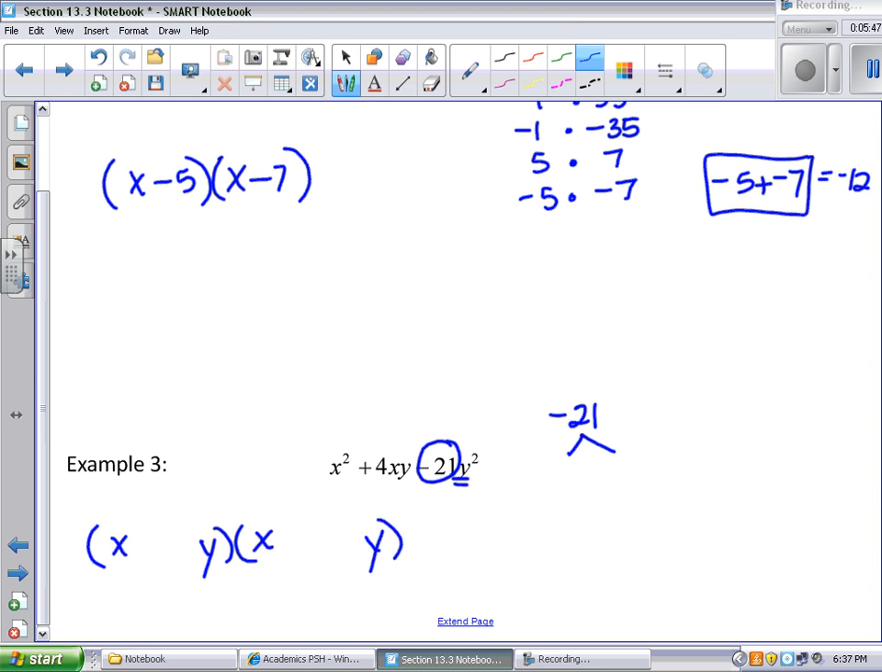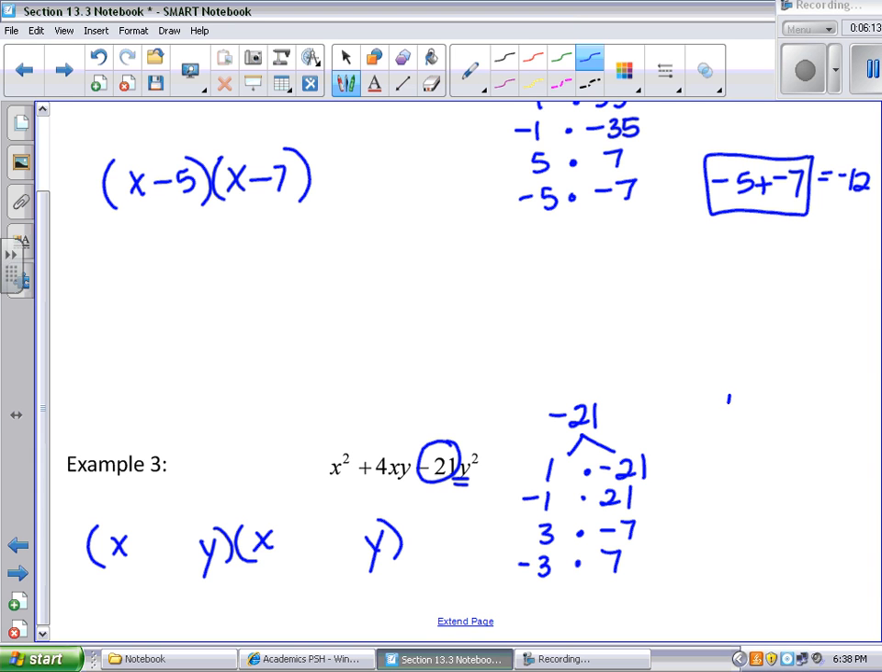And how do I factor negative 21? It's 1 times negative 21, or negative 1 times positive 21. 2 is not a factor. 3 is a factor. 3 times negative 7, or negative 3 times 7. 4 doesn't work. 5 doesn't work. 6 doesn't work. I've already got 7 in my list, so I know I have all the possible combinations.